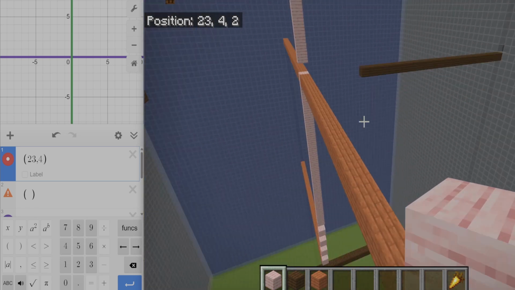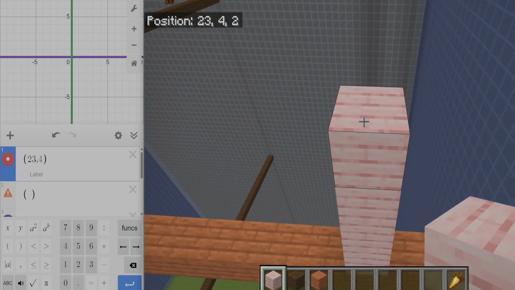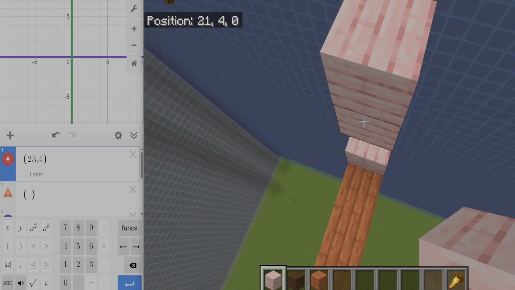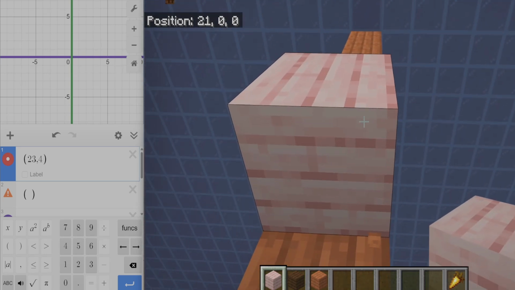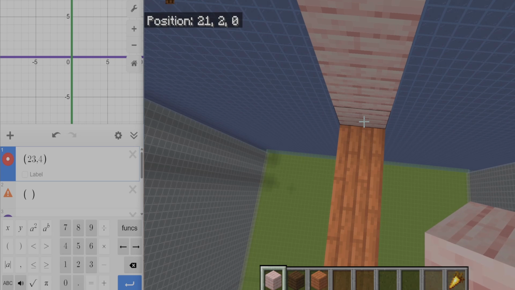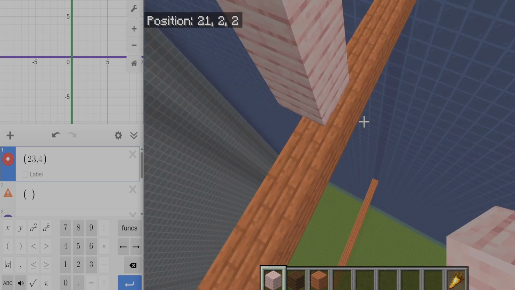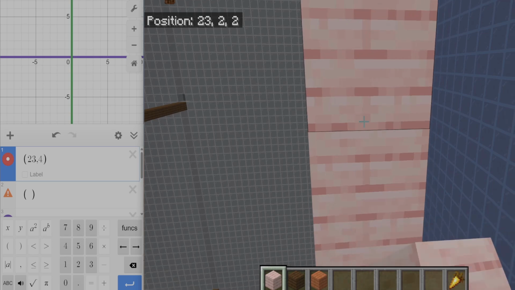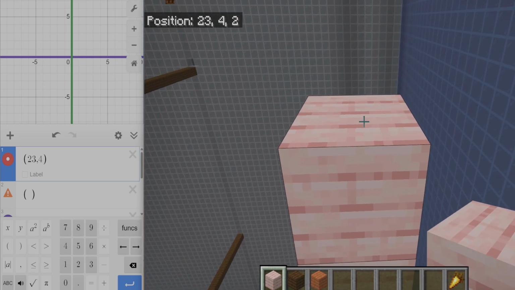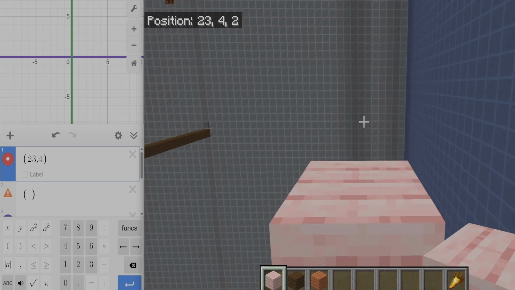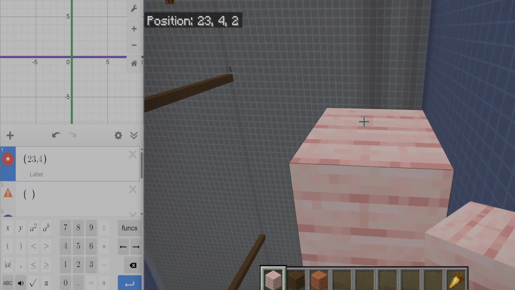Oh, right, that's 0. So if I land on this, this is at 0, right? So really we need to be up 4 like this. So that's 1, 2, 3, and then we've got a fourth one up there. So if I move to that position, then we'll see that, yep, I'm at 23, 4.